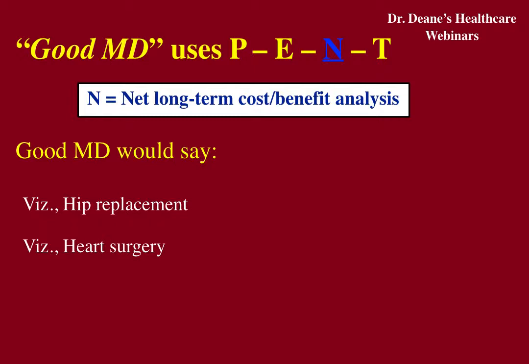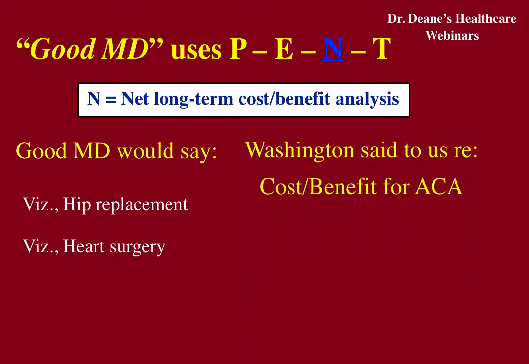Certainly the evidence shows that patients after the surgery live longer than patients who don't have the surgery. Those kinds of things. Now, what did Washington say to us regarding the cost benefit for the Affordable Care Act? Was there evidence of cost? Well, I don't know about evidence, but they had an estimate, which was initially a little over $800 billion.